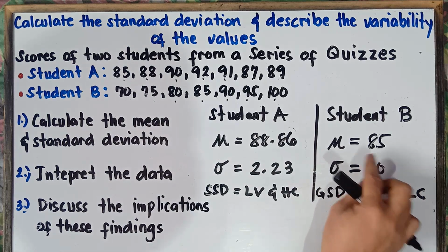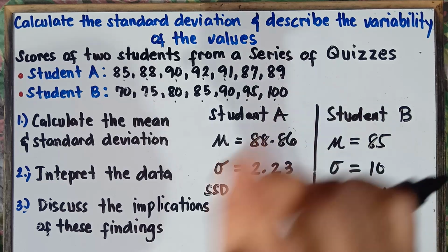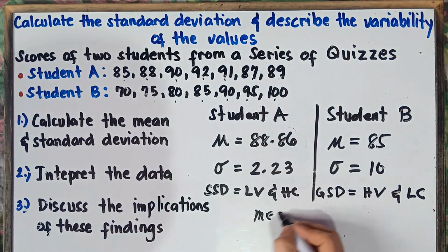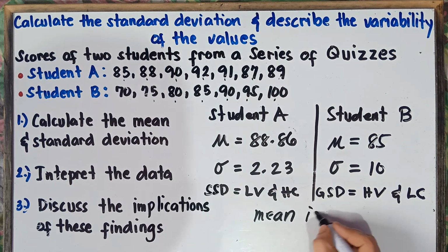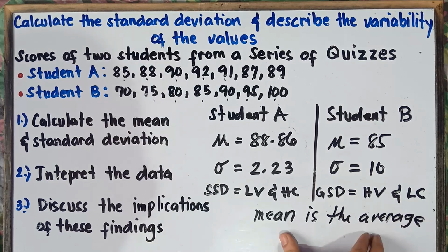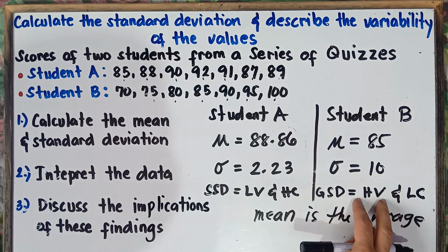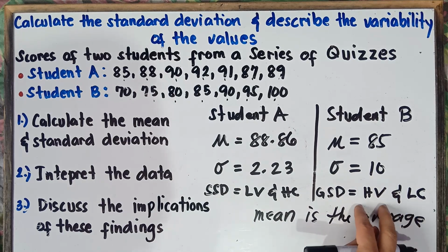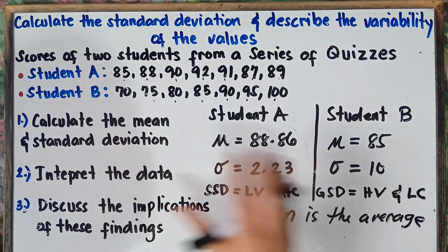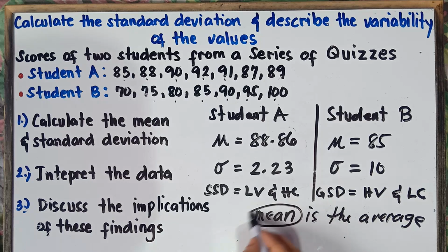So what would be the mean, class? The population mean for student B would be 85, right? Now, once again, mean is the average. For student B, with greater standard deviation and higher variability, it means that the data points, the scores, are too far away from the mean. Once again, mean is the average.